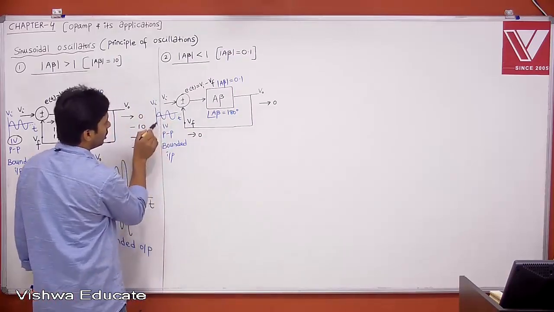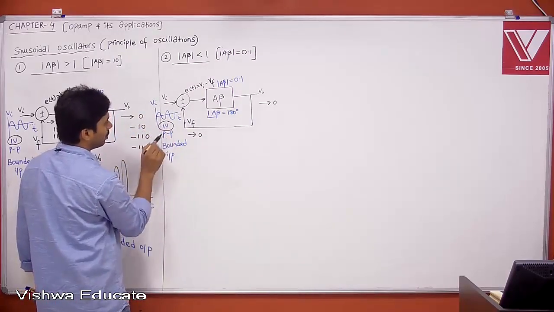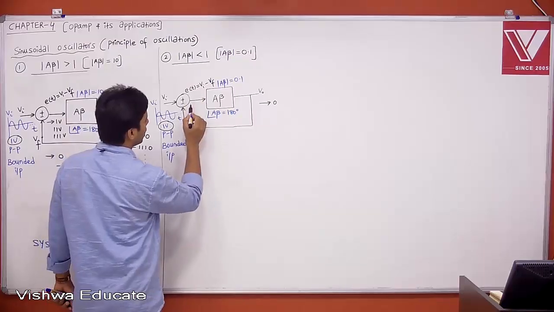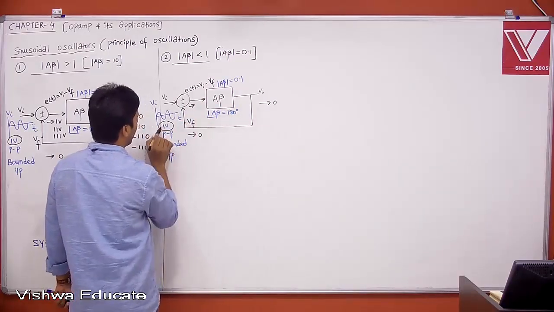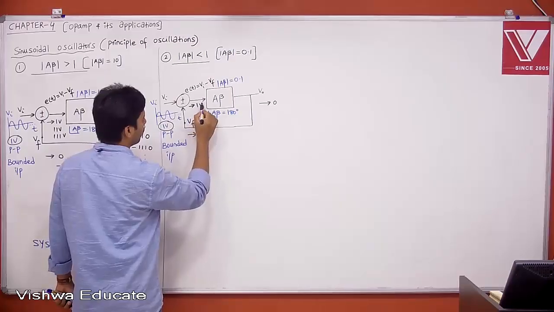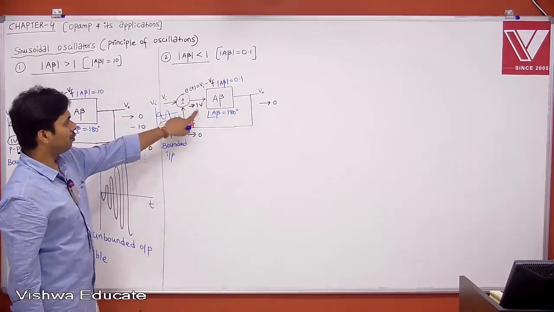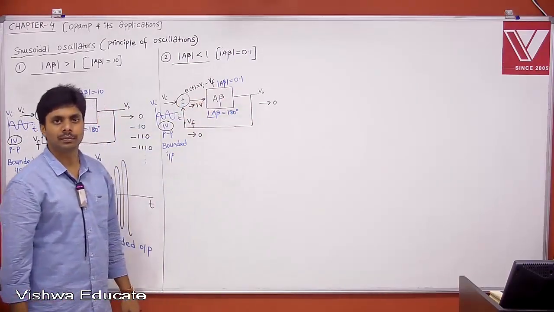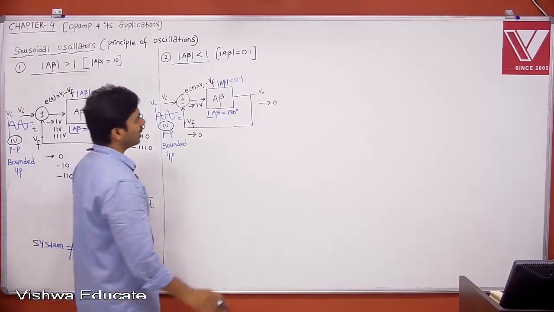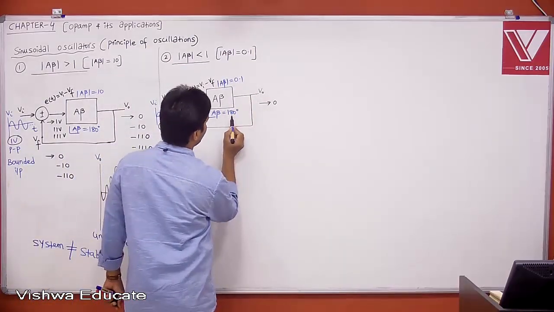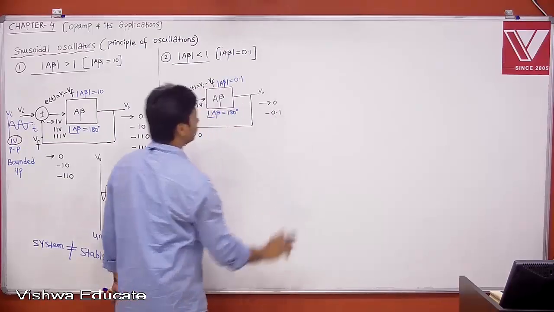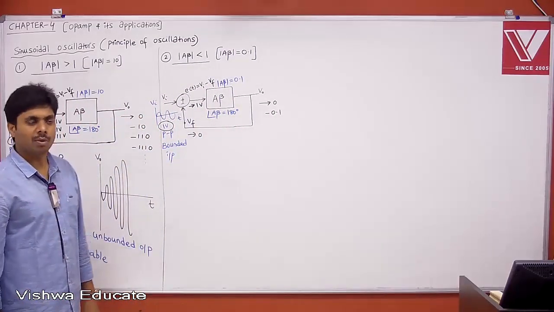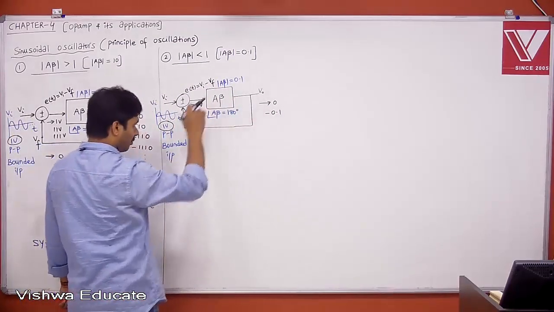Now what is your input? Input is 1 volt peak to peak. 1 minus 0. Therefore initially what is the error voltage? Initially, the arrow is indicating the initial voltage. 1 minus 0, that is 1 volt. Now tell me, 1 volt into 0.1. Definitely 0.1, but with a phase shift of 180. Therefore I can say that is nothing but minus 0.1. Now that minus 0.1 is fed back.